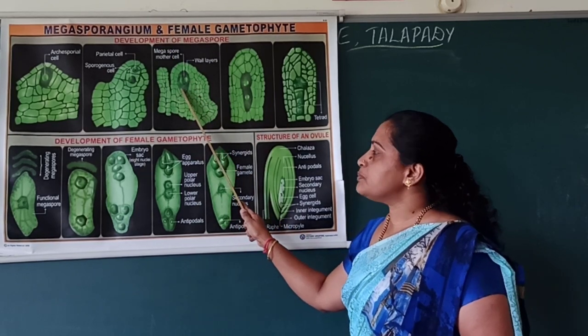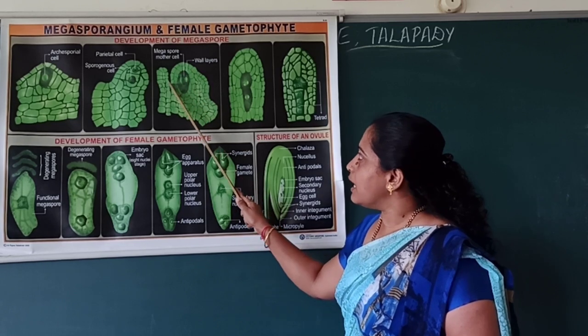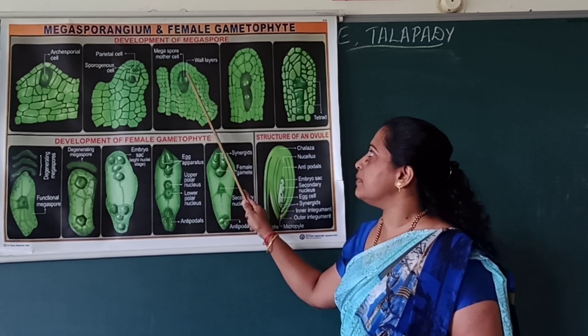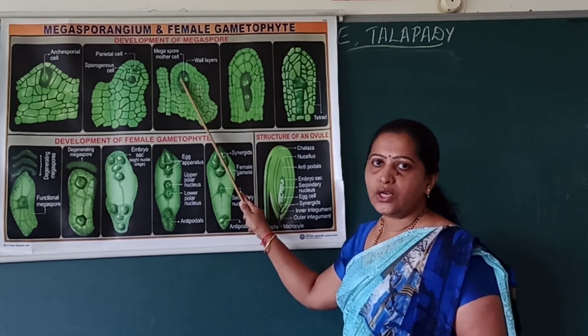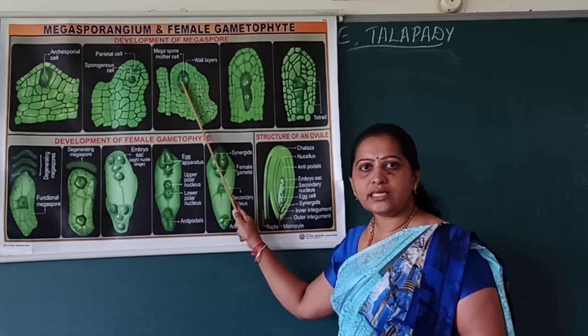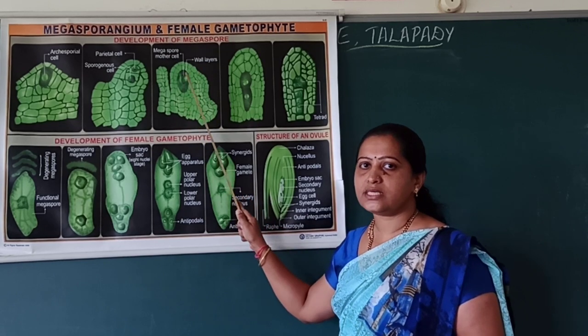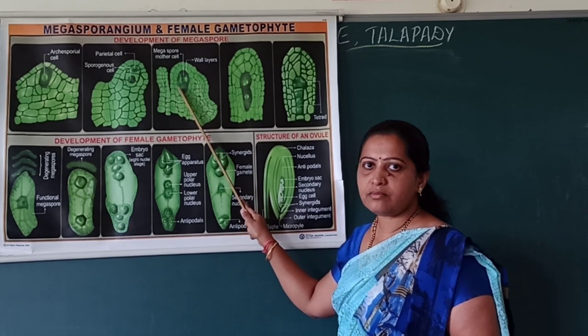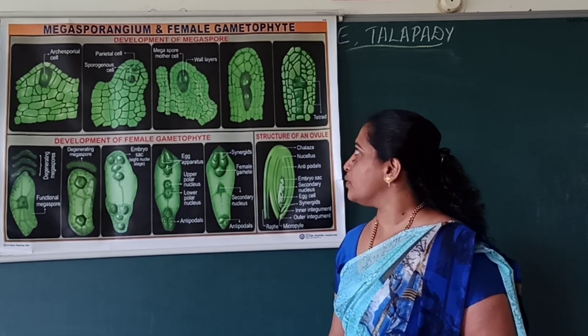So this megaspore mother cell is a large cell that is densely filled with cytoplasm and has got a prominent nucleus. And the ploidy of megaspore mother cell is diploid. So megaspore mother cell is diploid, densely filled with cytoplasm and has got prominent nucleus.